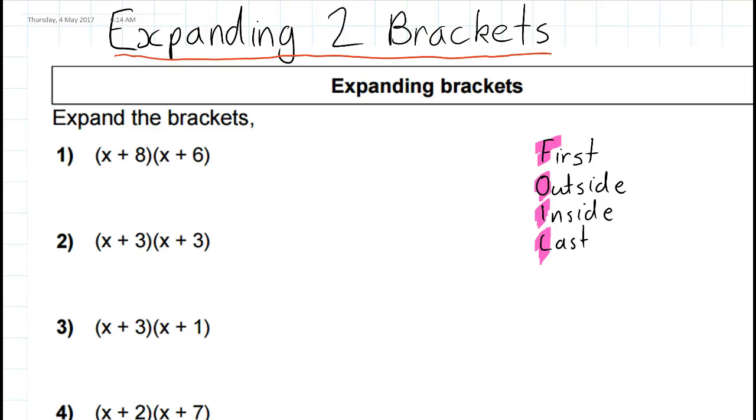Hi guys and girls, this video will show you how to expand two sets of brackets.